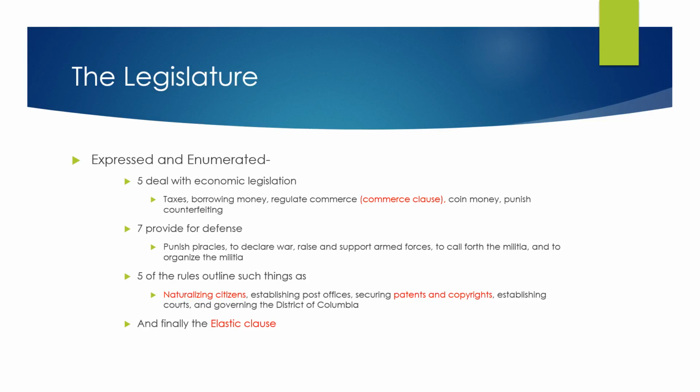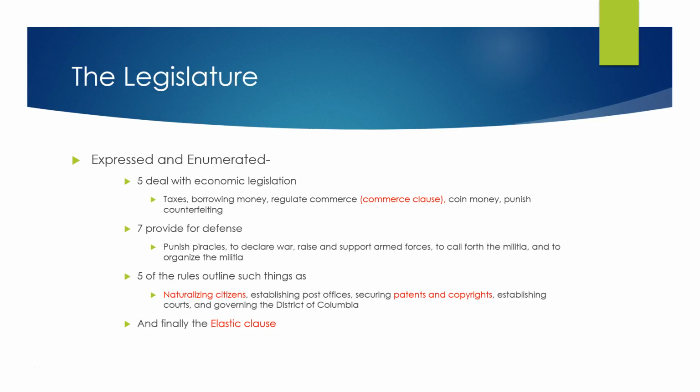7 of the express powers deal with providing defense. So the government gets to punish piracies. They get to declare war, which is something that a lot of times is attributed to the President of the United States, but that's not a power which he possesses. They get to raise and support armed forces. They get to call forth the militia, and they get to organize the militia.